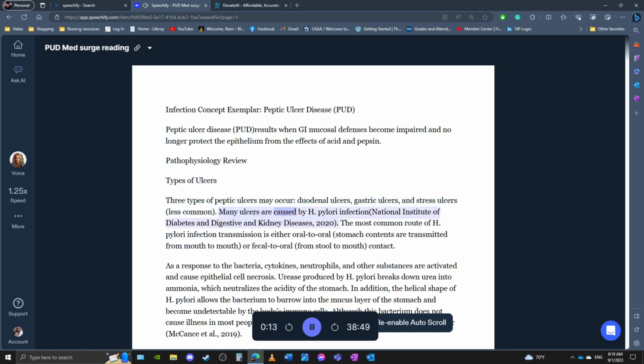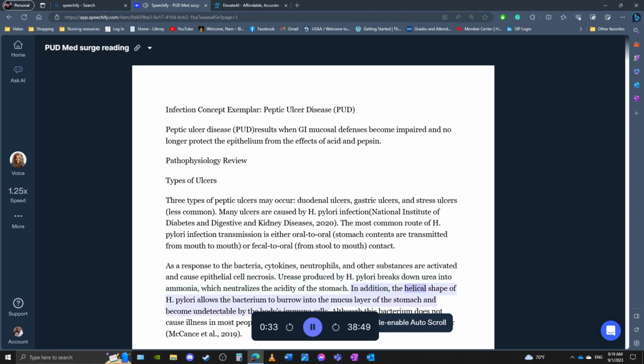Many ulcers are caused by H. pylori infection. The most common route of H. pylori infection transmission is either oral-to-oral or fecal-to-oral contact. As a response to the bacteria, cytokines, neutrophils, and other substances are activated and cause epithelial cell necrosis. Urease produced by H. pylori breaks down urea into ammonia, which neutralizes the acidity of the stomach.